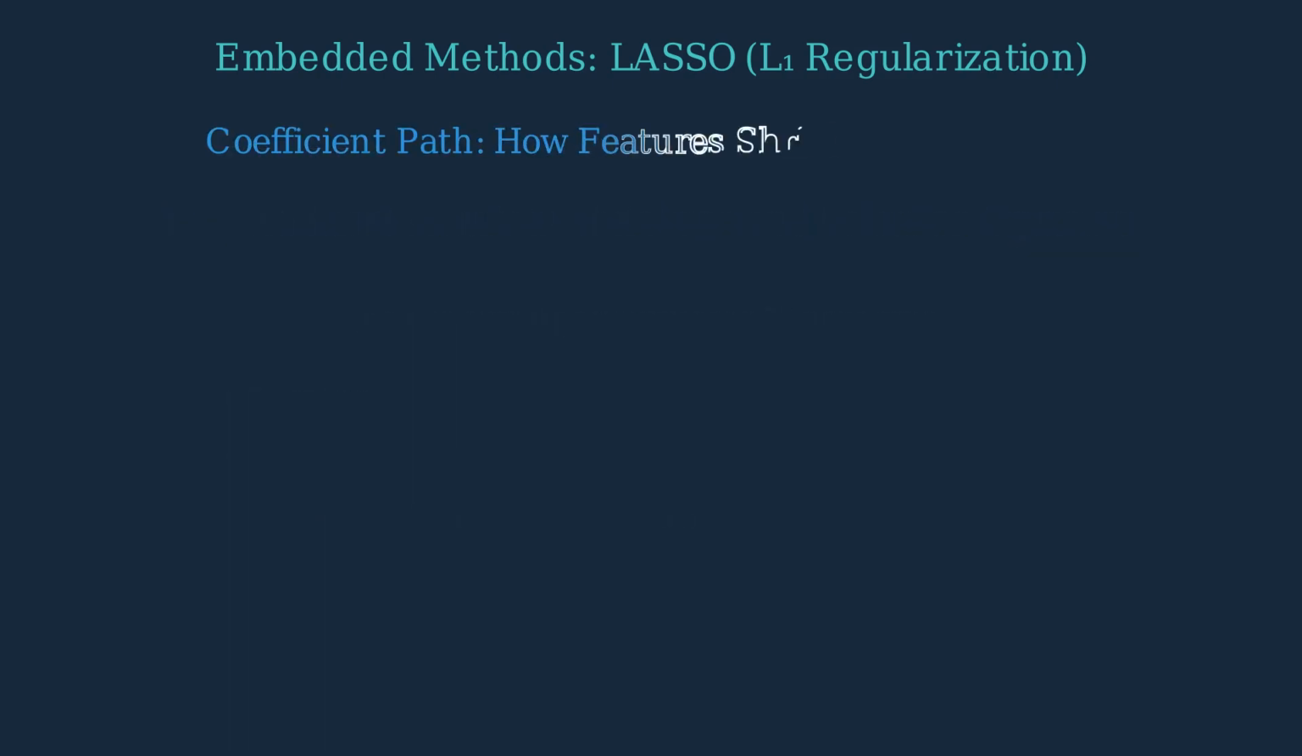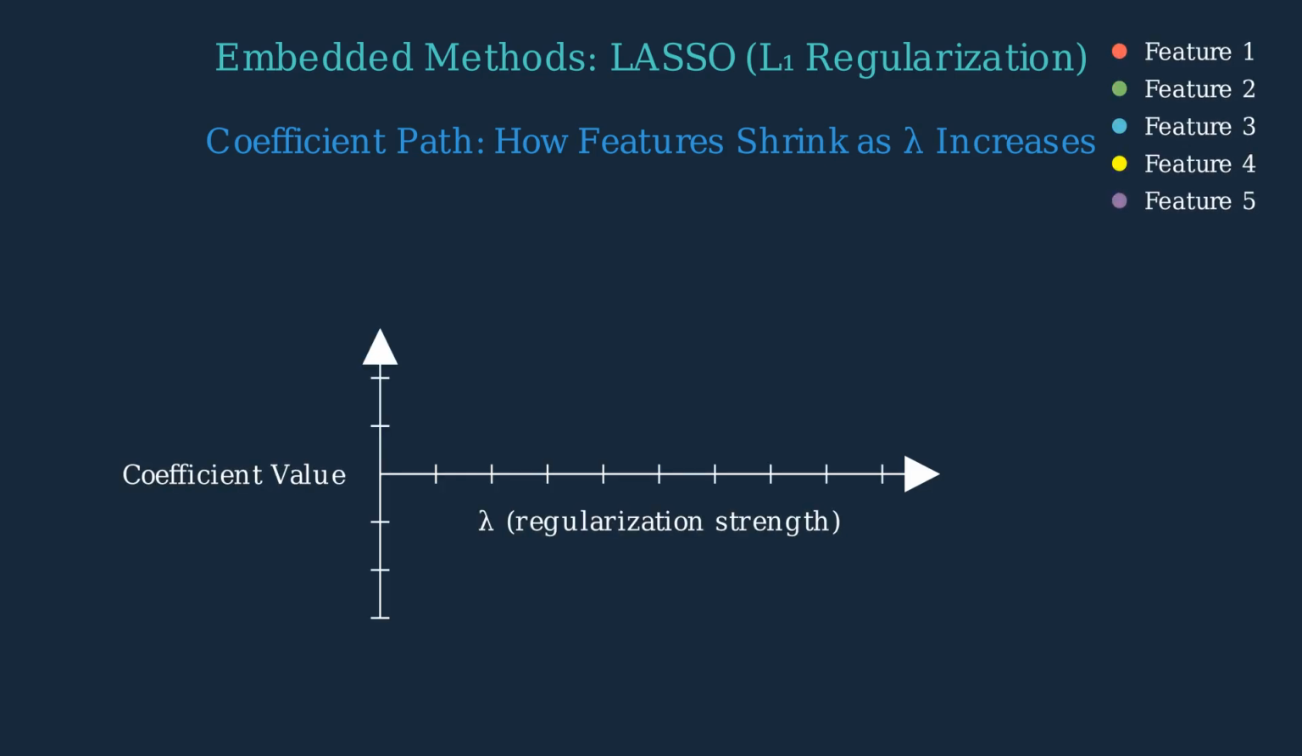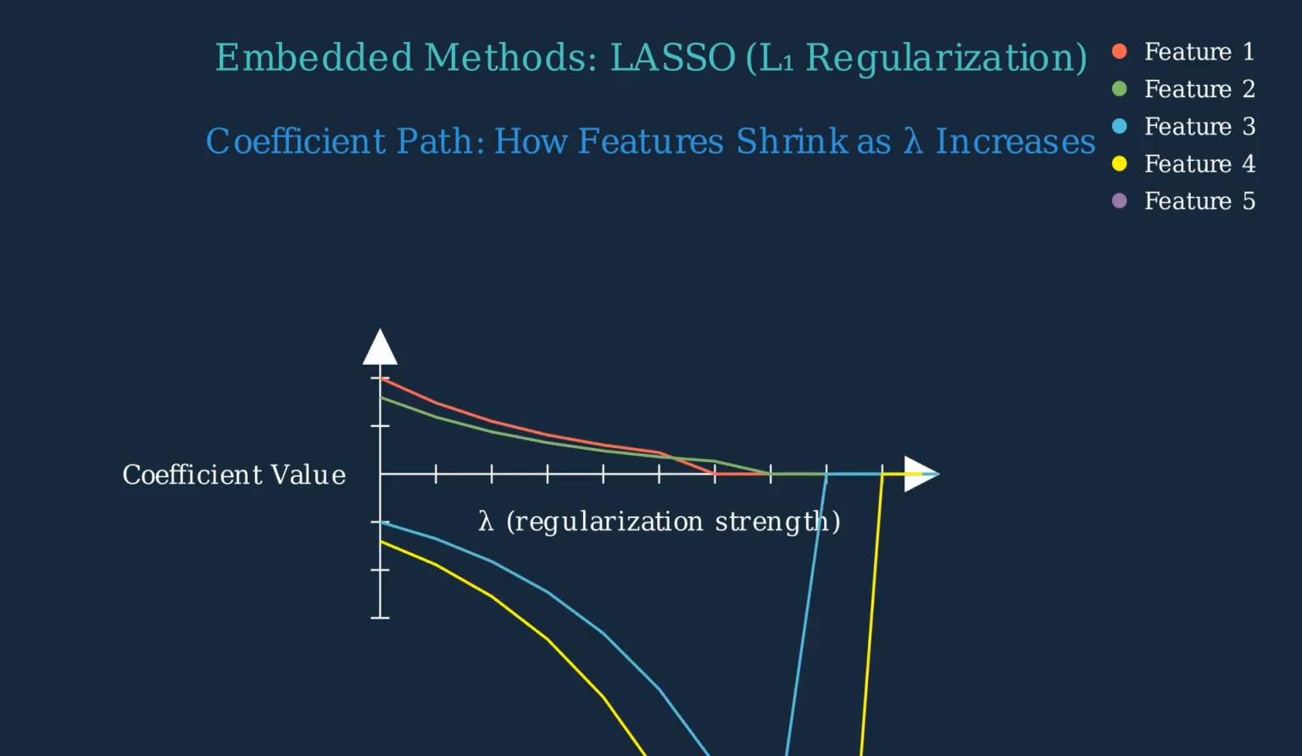Let's visualize how feature coefficients change as we increase the regularization strength. This is known as the coefficient path. This graph shows the coefficient values for different features as lambda increases from left to right. As we increase lambda, coefficients shrink at different rates. Some features quickly drop to 0, while others maintain their importance longer. Let's move our lambda slider to see how features are progressively eliminated as regularization increases.